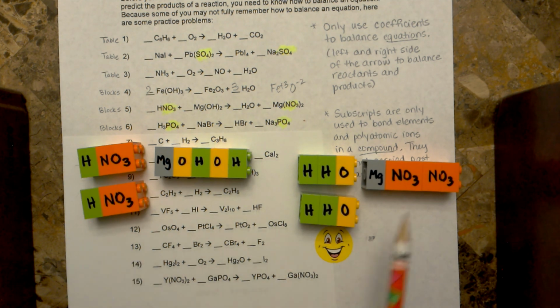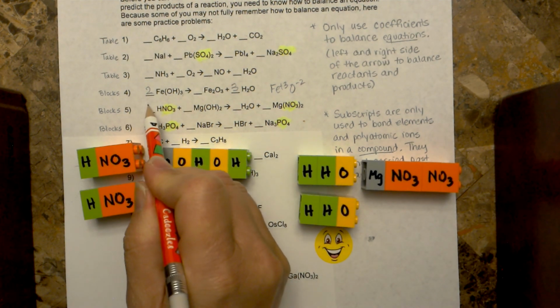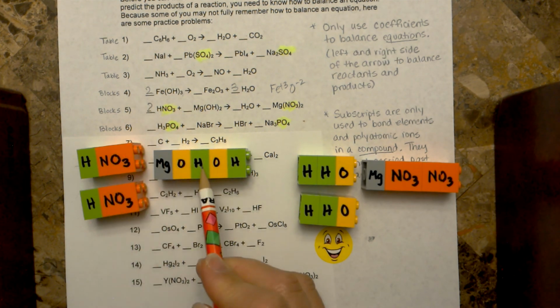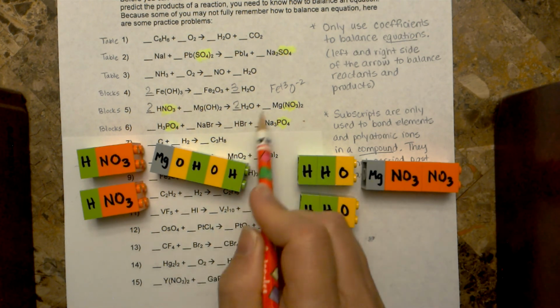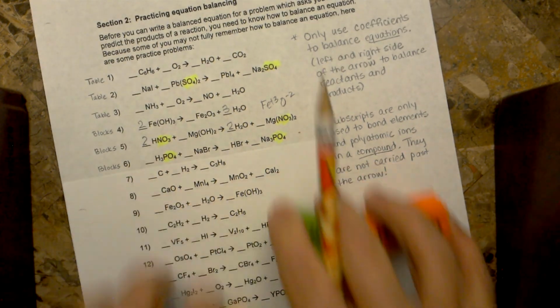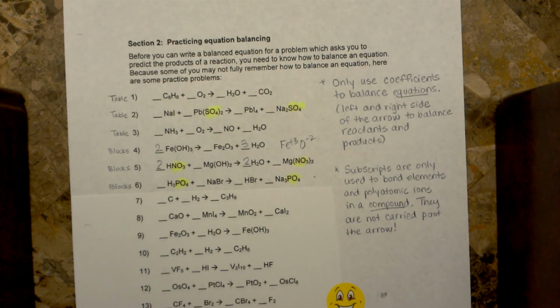So if you look, your orange is balanced. Your 4 greens are balanced. Your 2 yellows are balanced. And that would be the same as if you wrote a 2 here, 2 nitrates, 1 of these, nitric acids, 2 waters, and I just made 1 of those. And so that's what in real life it would turn out to be.